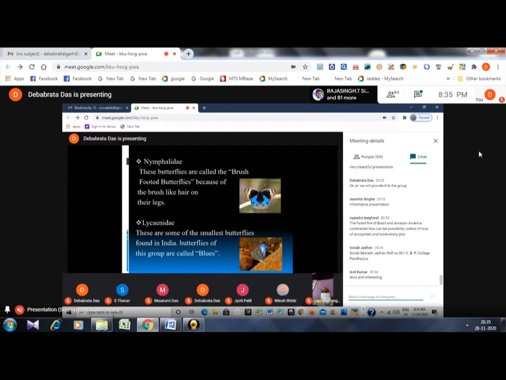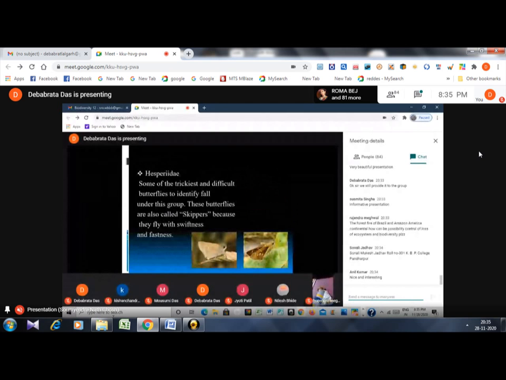Then we come to Hesperiidae. Hesperiidae are the trickiest butterflies to identify. You can see in both pictures that the first and the second look very alike, but these two are completely different species. The first one is a small branded swift, and the second one is called the rice swift. These butterflies are also called skippers, because they fly with great swiftness.